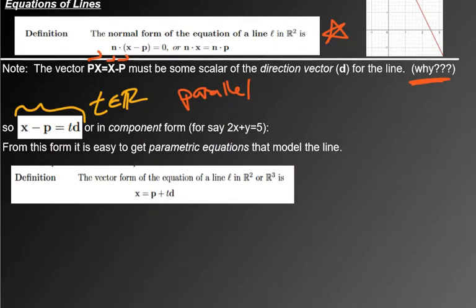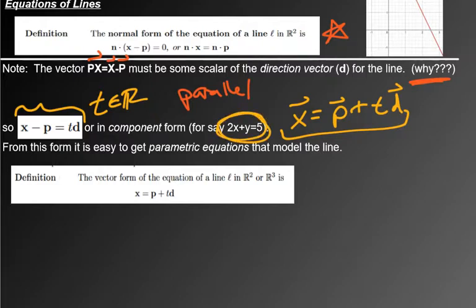And if you just do substitution, if you just add this p over, we could form another vector equation for a line. So we get that. And this is the vector component form for any line. Again, we're just translating things from Algebra 2 into things that are more Calc 3 related.